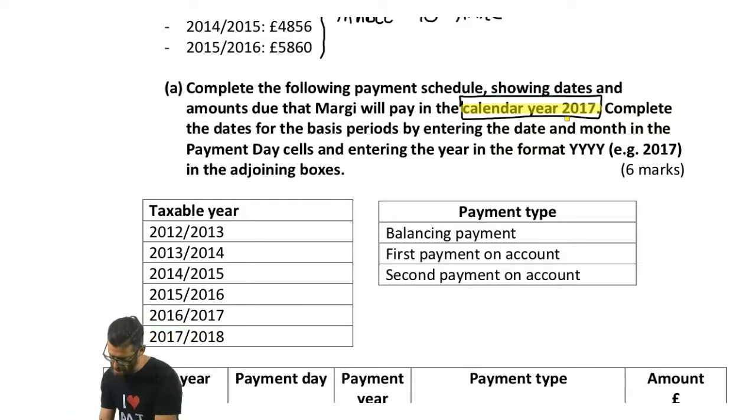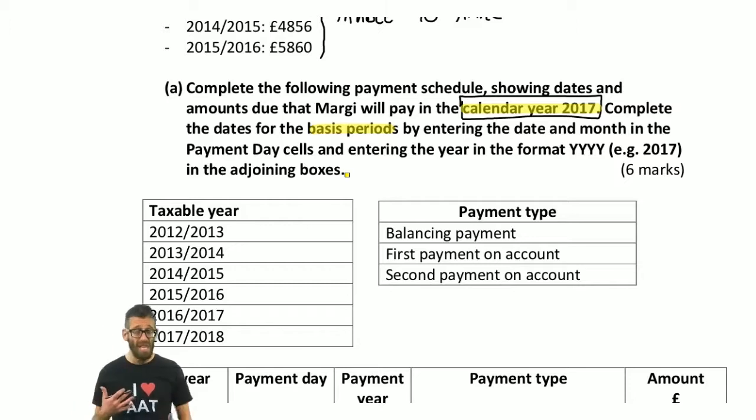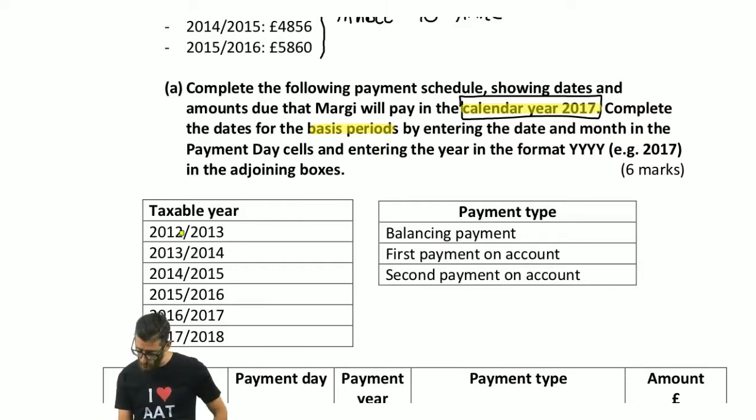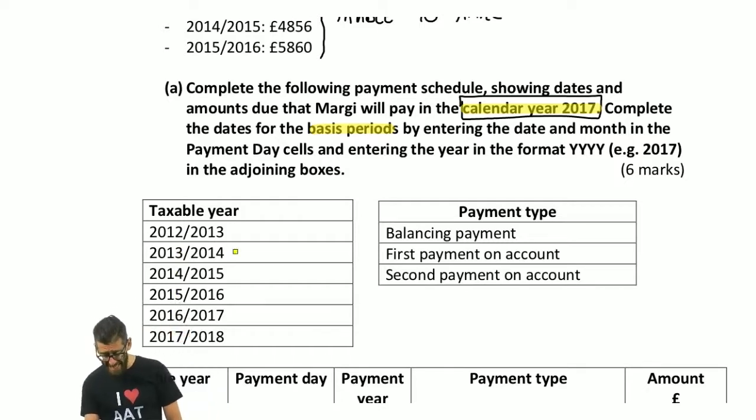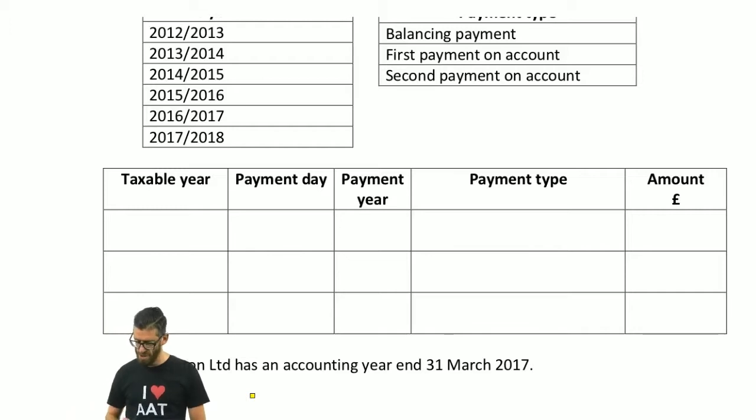So we need to complete the dates for the basis periods by entering the date in the payment day cells and entering the year in the format 2017. Now, do not believe just because you've been given superfluous information that it is necessary to be used. As you can see, we've got 1, 2, 3, 4, 5, 6 different tax years. We're not going to need all of those. The payment types that we're given is balancing payment, first payment on account, and second payment on account. And you guys have to fill in this particular box.